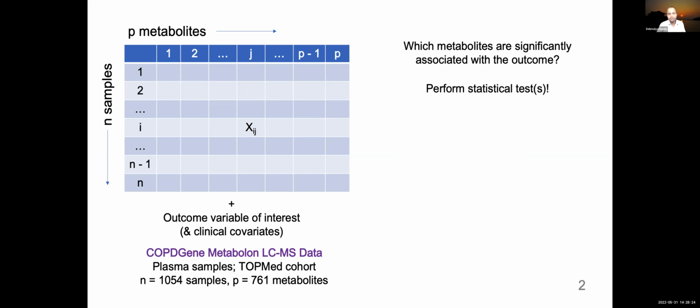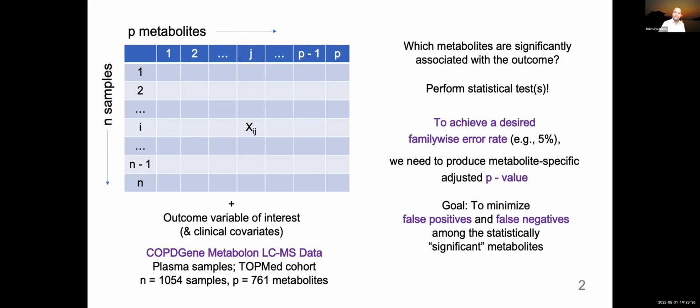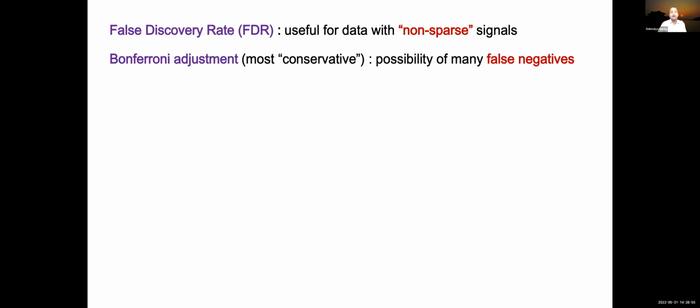To answer this question, we perform some statistical tests. Now, to achieve a desired family-wise error rate, say 5%, we need to produce metabolite-specific adjusted p-values. Why? The goal is to minimize the false positives and false negatives among the statistically significant metabolites. So what researchers have done, they have used false discovery rate or FDR, but that is mostly useful for data with non-sparse signal where we expect a lot of discoveries. On the contrary, more generally used measure or adjustment is the Bonferroni adjustment.